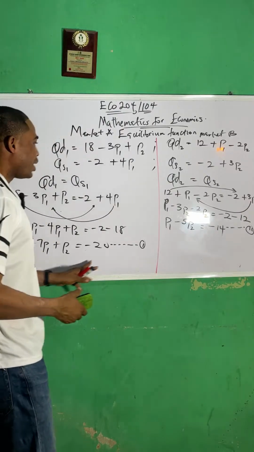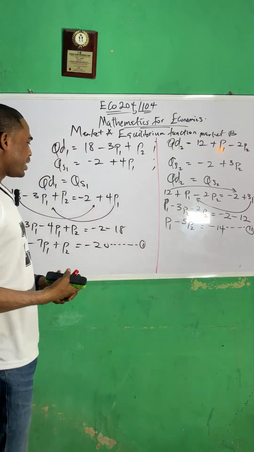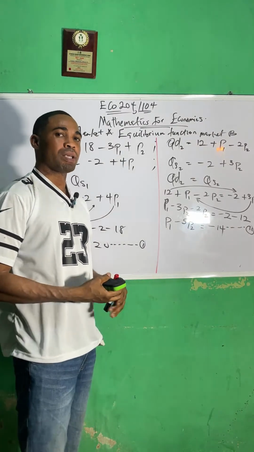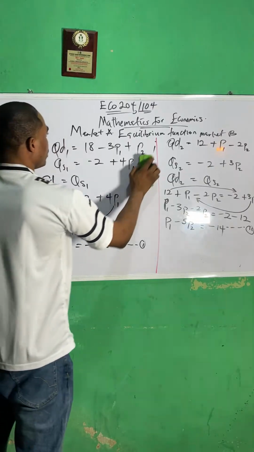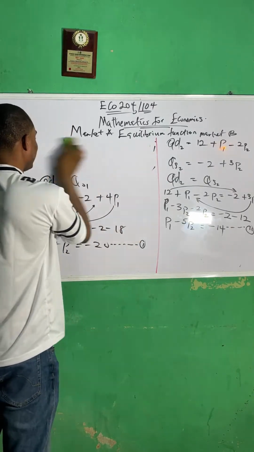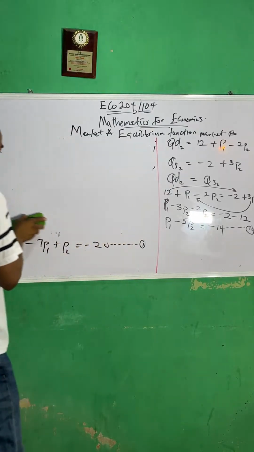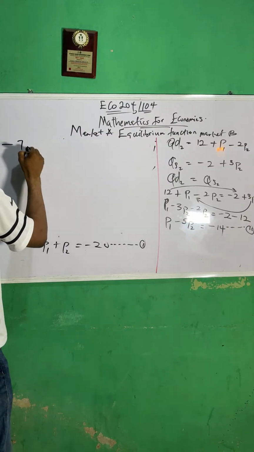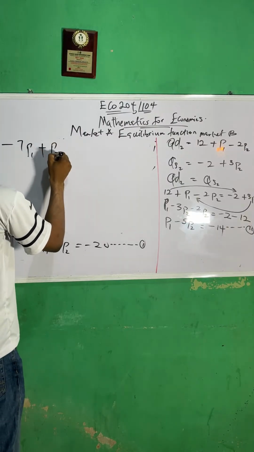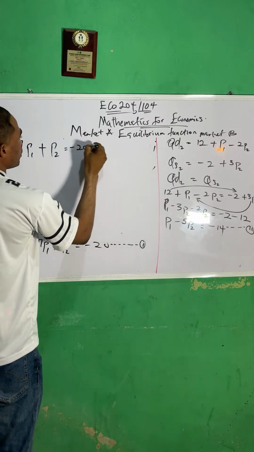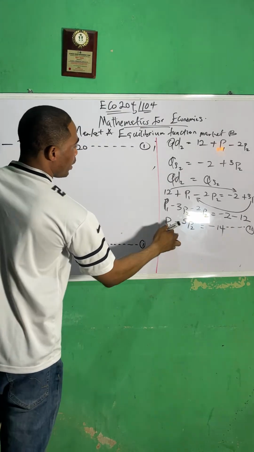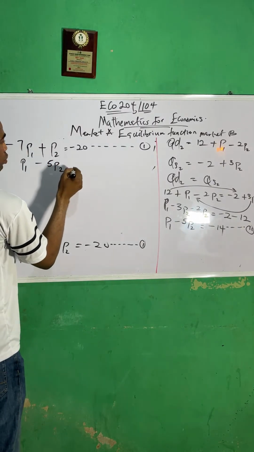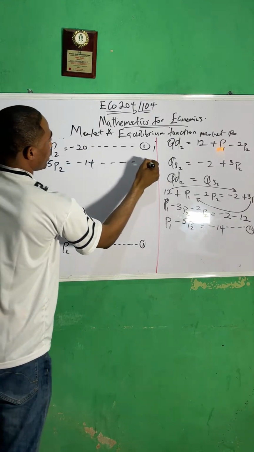So this is my equation 1, this is my equation 2. So now we need to get the price for market 1 and market 2. And that is what is leading us to what we call simultaneous equation. So please note this. Let's state both equations now. Don't forget that my equation 1 is minus 7P1 plus P2 equals minus 20, which is denoted as my equation 1. Then my equation 2 is P1 minus 5P2 equals minus 14, which is my equation 2.